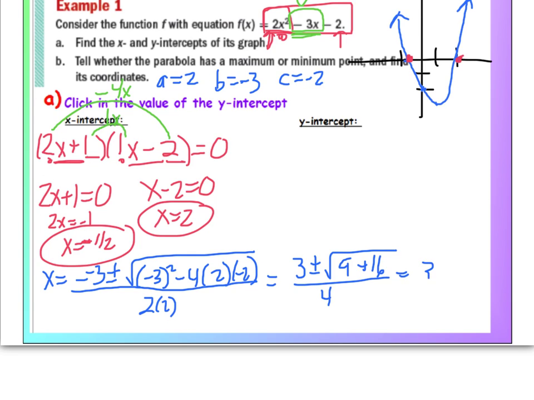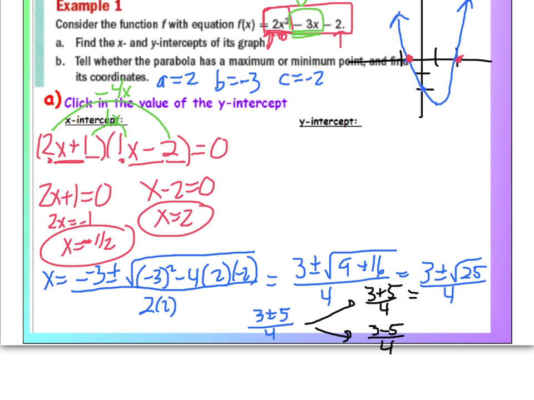This is equal to 3 plus or minus the square root of 25 over 4. That breaks out here then to 3 plus or minus 5 over 4. Now remember, we're going to break this off into its two answers, one with a plus and one with a minus. So it's 3 plus 5 divided by 4, 3 minus 5, all divided by 4.